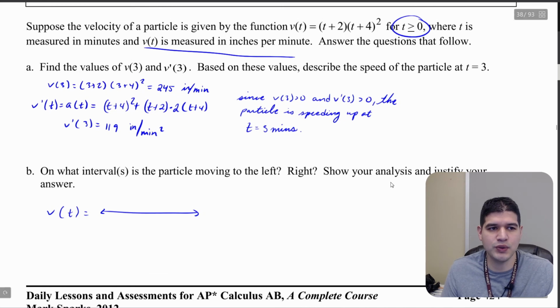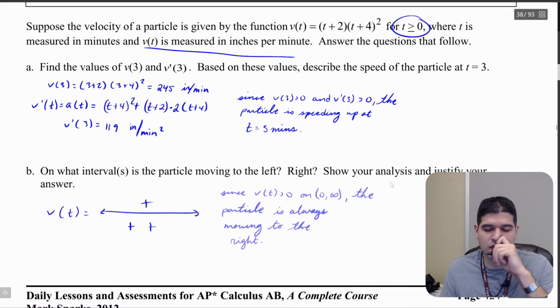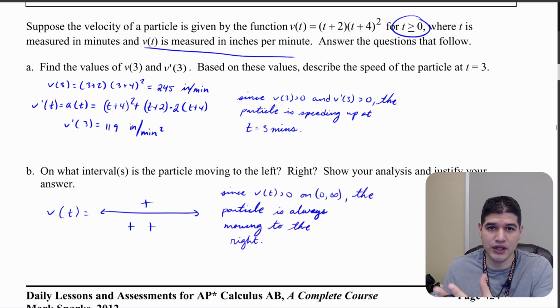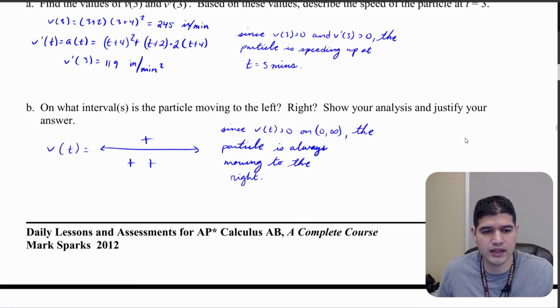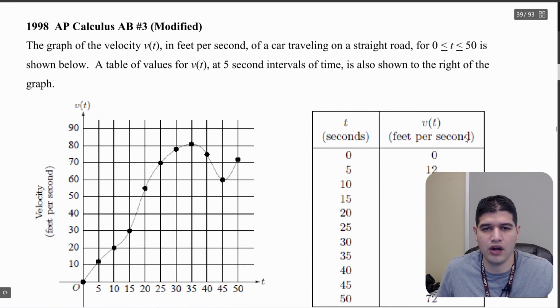I'm going to substitute in the value of 1 here. So I get 1 plus 2, that's going to be positive. And then 1 plus 4 squared, that's going to be positive. So all of this comes out to be positive. So over the entire domain for t greater than or equal to 0, we know that the particle is always moving to the right. Okay, and now let's get into the first of our 3 AP free response questions.